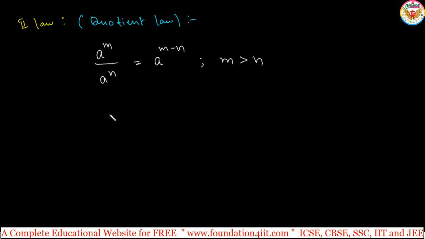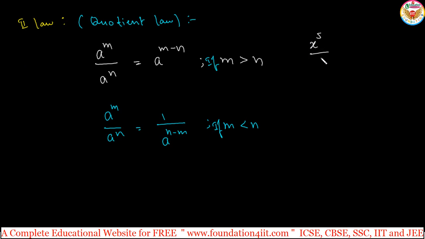Or else, a to the power m by a to the power n is equal to 1 divided by a to the power n minus m. This is when m is less than n. If m is greater than n, we proceed in this way. If m is less than n, in this way. When you see the numbers, it gets easy to remember.